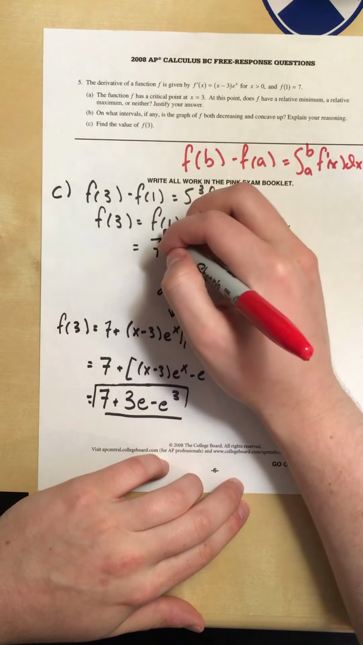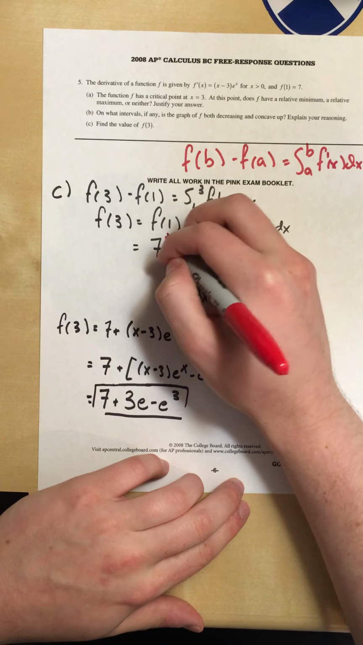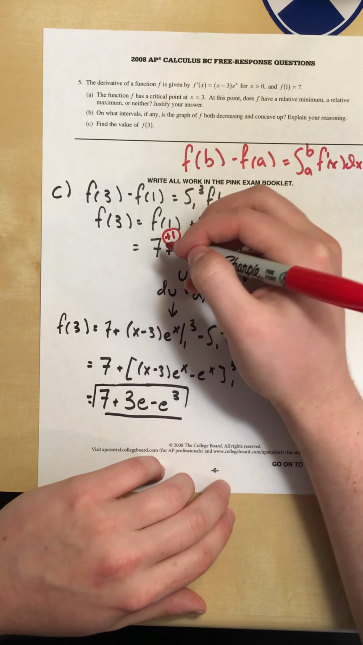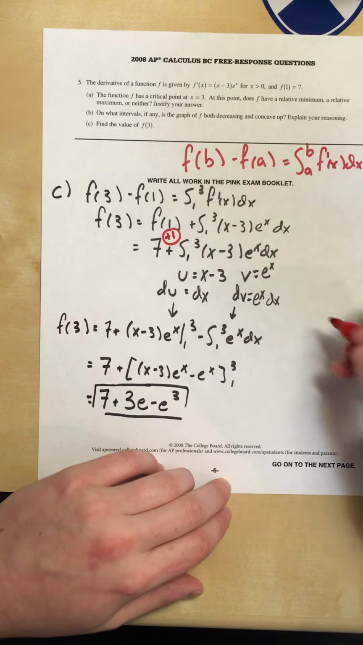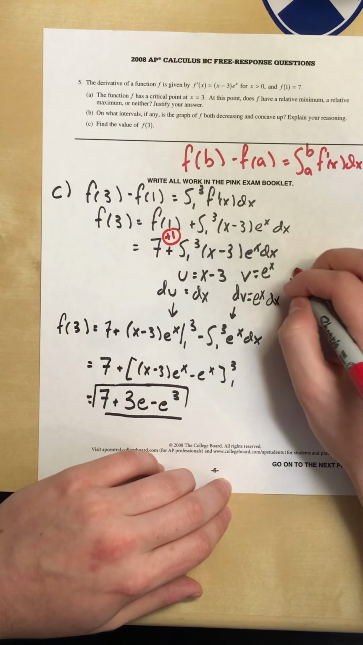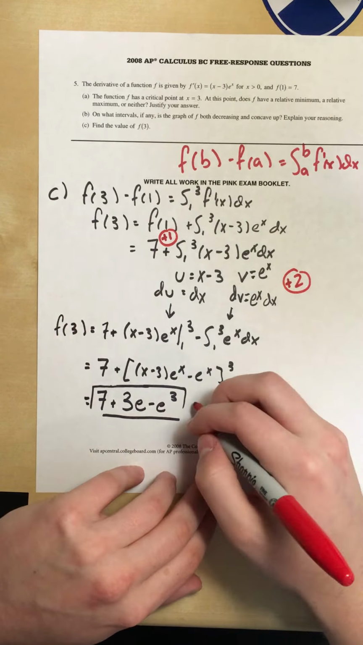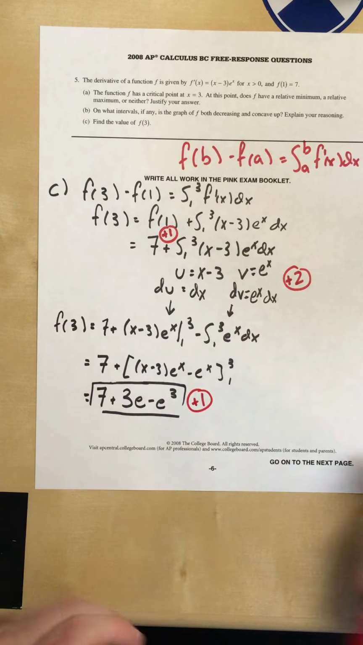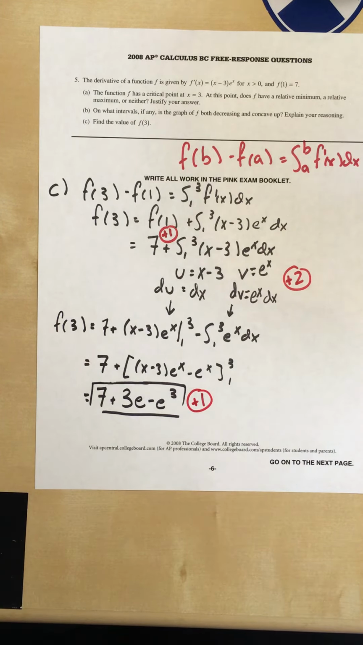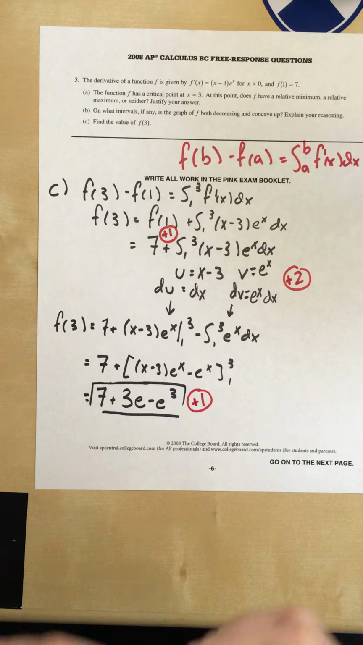by having the initial condition here, which was using f of 1 and plugging in the 7 for it. You get 2 points for this integration by parts, and then you get 1 point for the final answer. That ends up with your total of 9, and that's how you get a perfect score on this question.